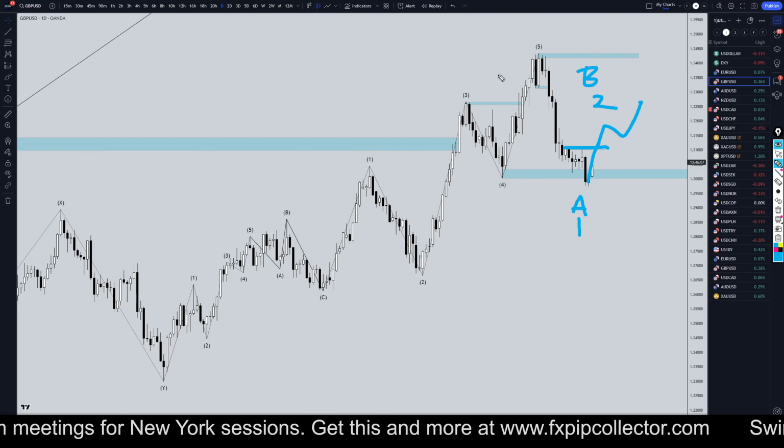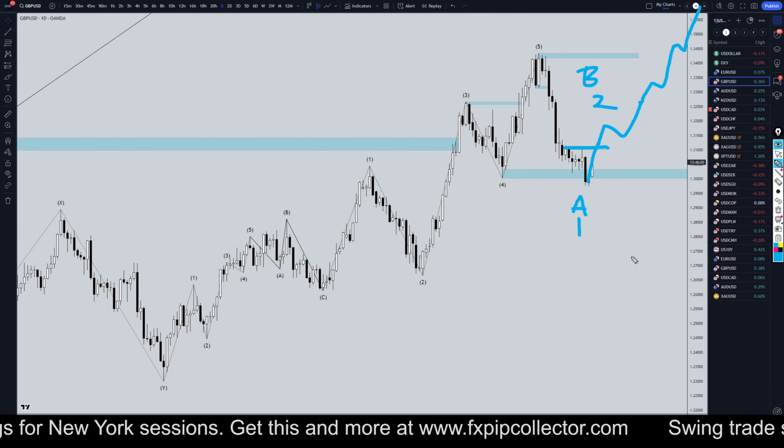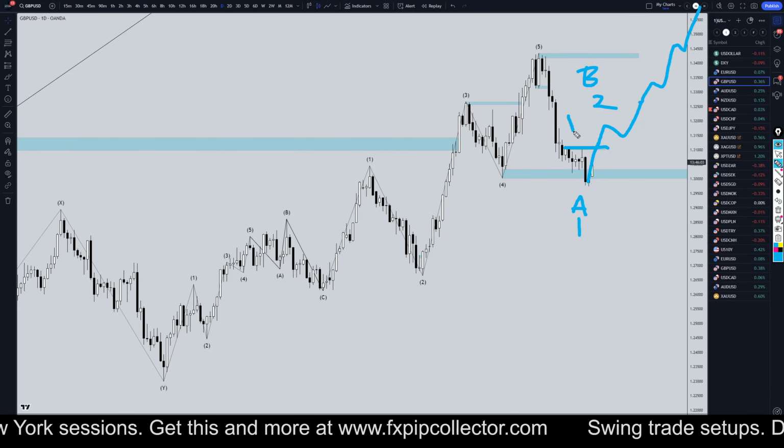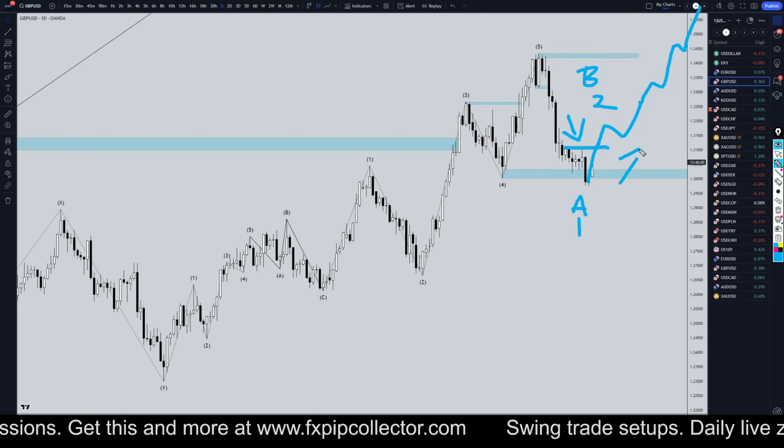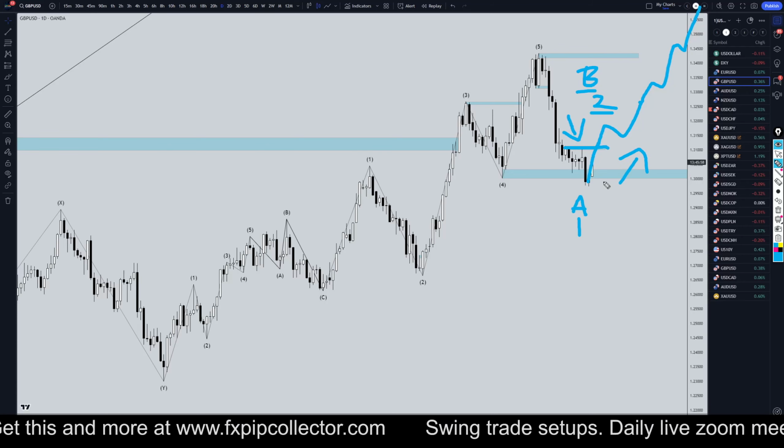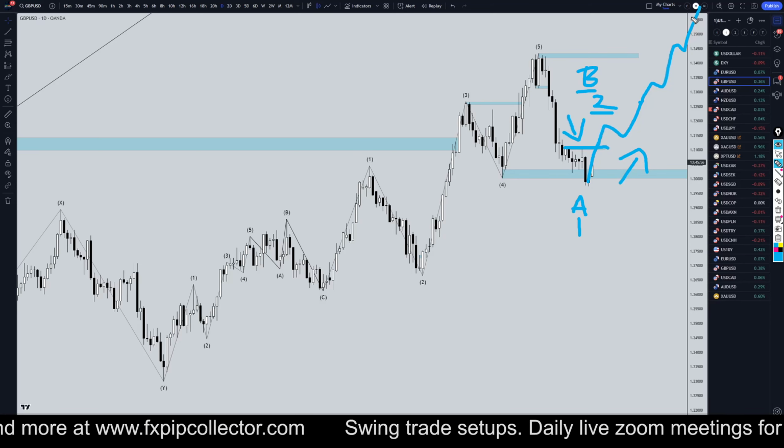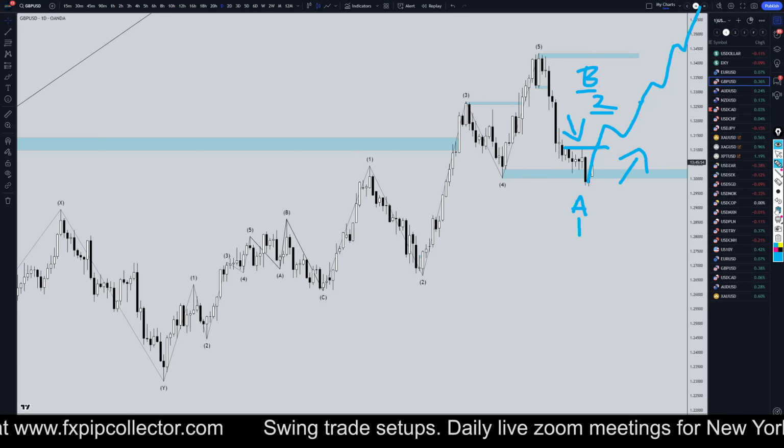Sometimes what we think is a wave B or a wave 2 actually is the continuation of the uptrend. So luckily, once we get that break of structure, we'll start looking for longs, expecting a wave B or 2, and then if it just continues the uptrend, that's actually like a bonus trade for us.